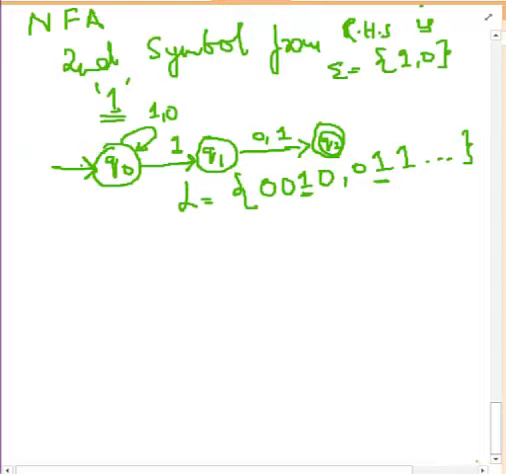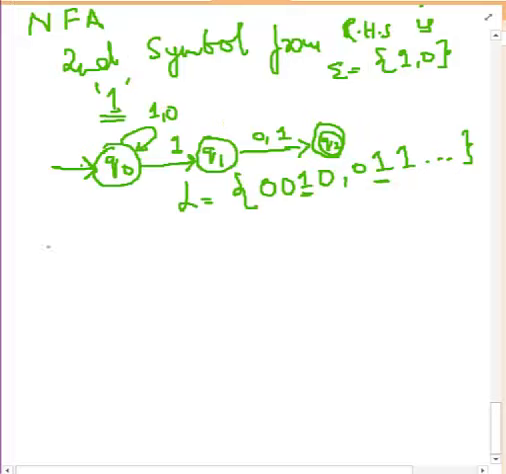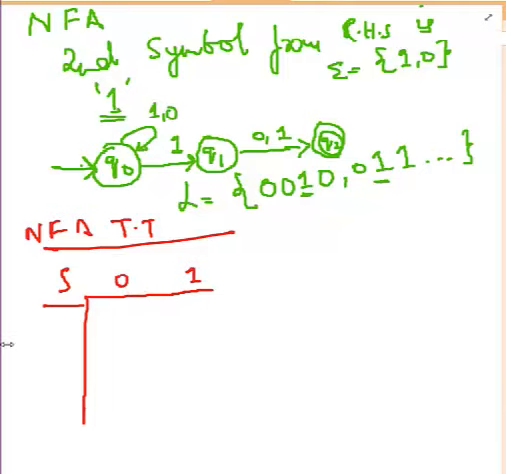The first thing I will do is make an NFA transition table, and then I make a DFA transition table. So we first make an NFA transition table. Let me choose a different pen. So what we have here is the NFA transition table, TT I call it. On this side we have the input symbols. What is that? Input symbols are 0 and 1, that's the alphabet. And then we have the states: Q0, Q1, and Q2. Those go here.